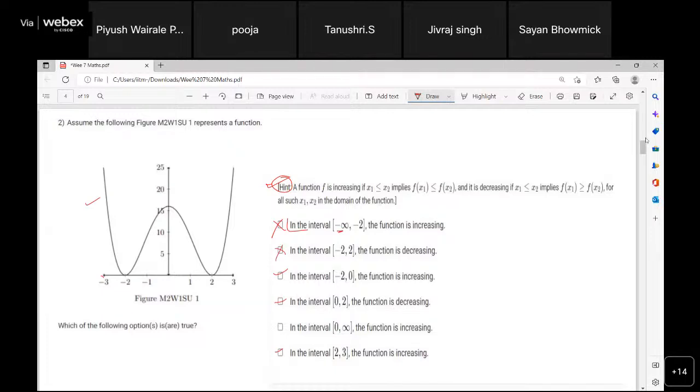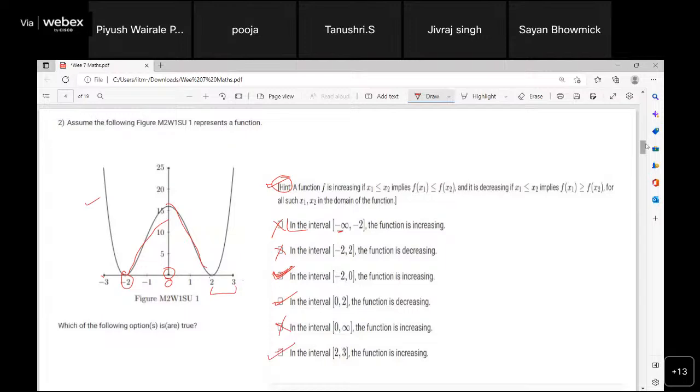In the interval minus 2 to 0, we can see the function is increasing. So this is correct. Now the interval 0 to 2: the function is decreasing, right? So that is also correct. Now the interval 0 to infinity, the function is increasing. This is not correct, because if we move from 0 to 2 the function is decreasing, and after that the function is increasing. In the interval 2 to 3, the function is increasing, right? So this is also correct.